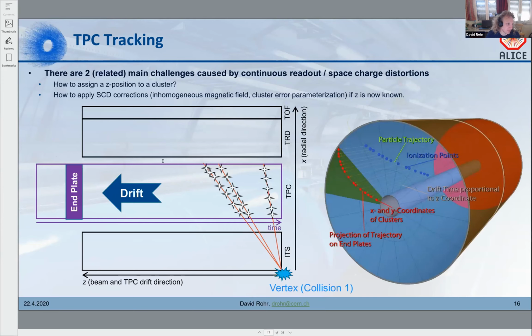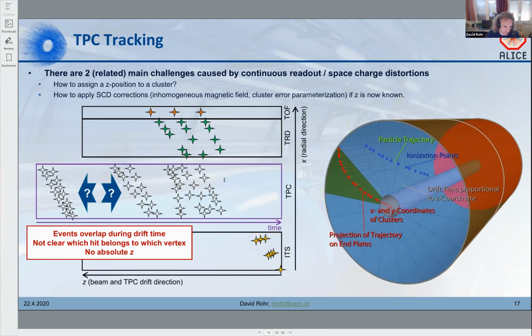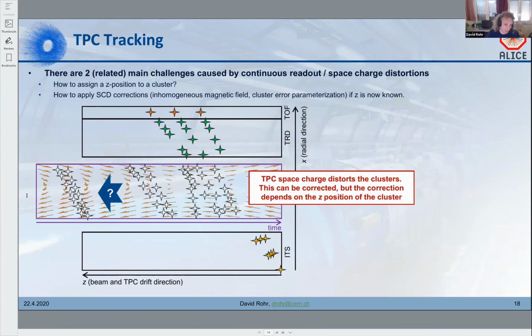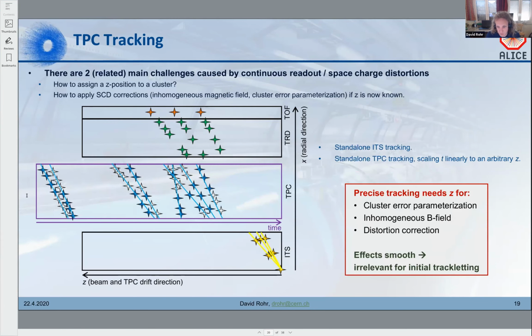So I'm quickly discussing how we do the tracking. I showed this before, so I just go through it very briefly. We have a TPC detector, which means we have a vertex, we have charge deposited in the TPC, and then this drifts towards the end plates. The problem is that we basically cannot know the absolute Z position, but we can shift this forth and back in time, which means we shift forth and back in Z. And we have these corrections that depend on Z, so we can only apply them once we know the Z. So the idea is we have to find the vertex first.